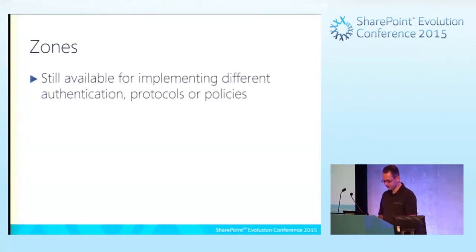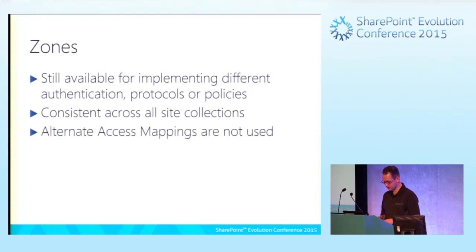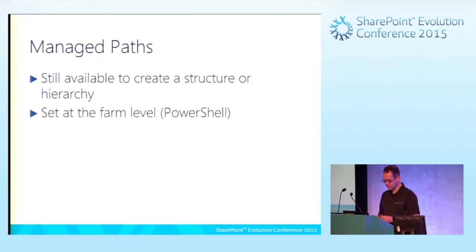So zones are still available, not only for authentication, also for protocol, HTTP, HTTPS, or for different user policies, like you said. That is still possible. And they will be consistent for all site collections. And like I said, alternate access mappings are not used. Managed paths are still available, so that's nice. And you also set them at the farm level, as we saw in the demonstration.